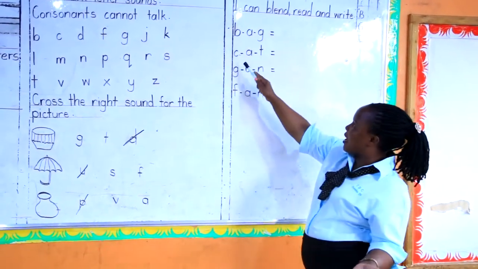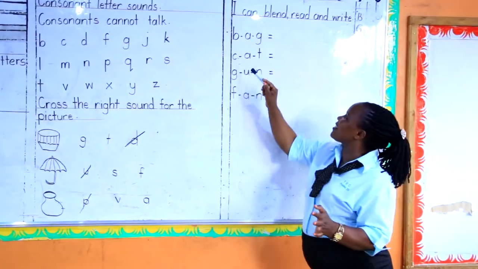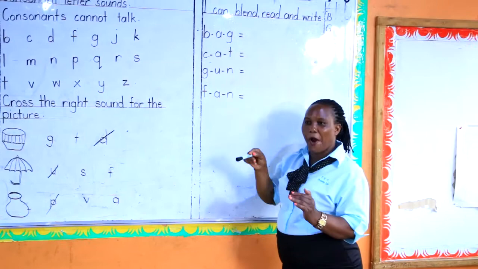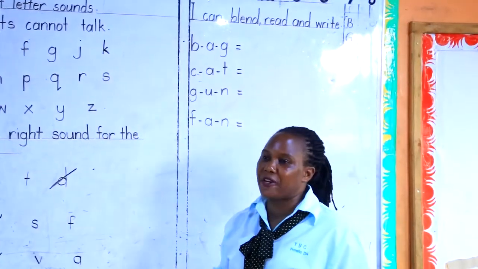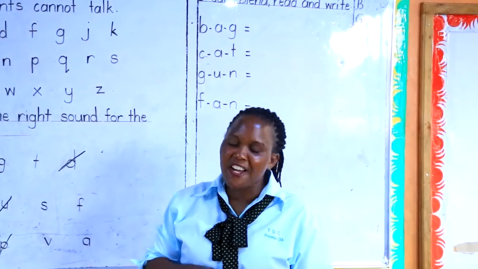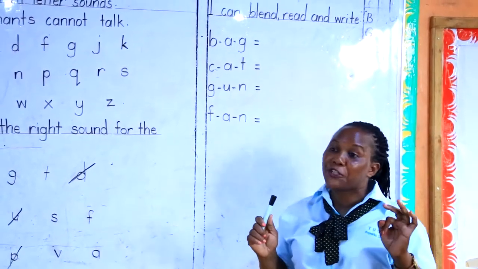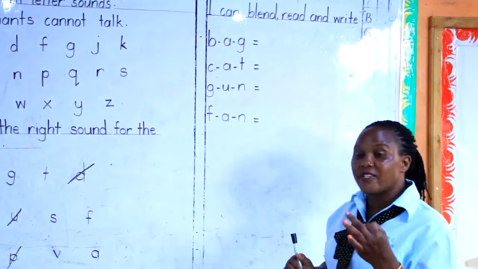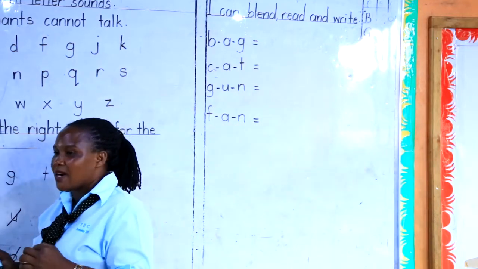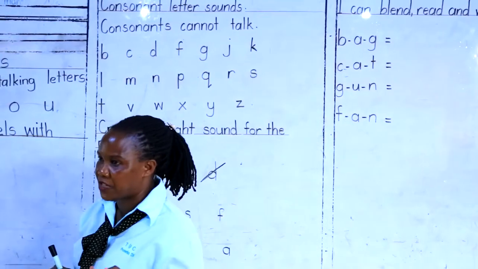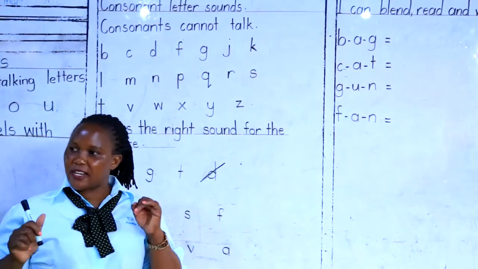Let's blend this one. Cut. Again. Cut. Very good. Let's blend the word cut using our fingers. Cut. Very good. How many sounds have you heard in the word cut? 3 sounds. That's wonderful. Very good. Close your eyes. No cheating. Can you blend the word cut? Wonderful. The word is cut.